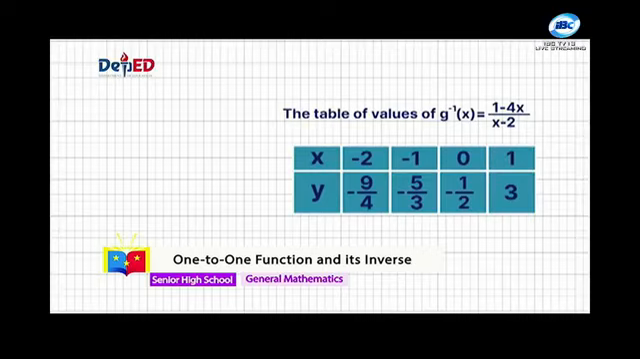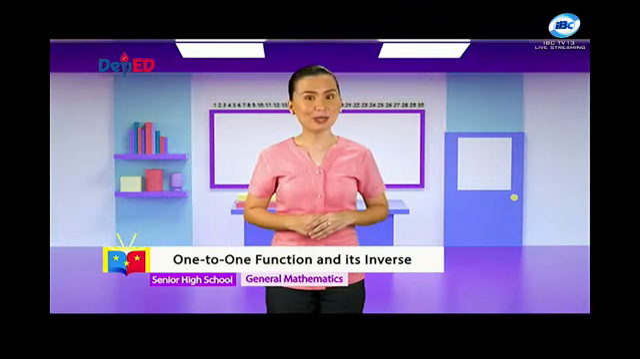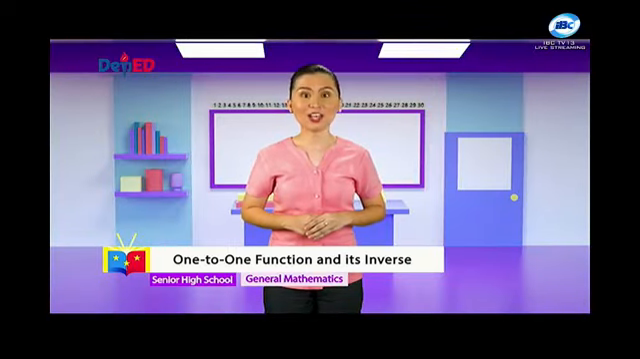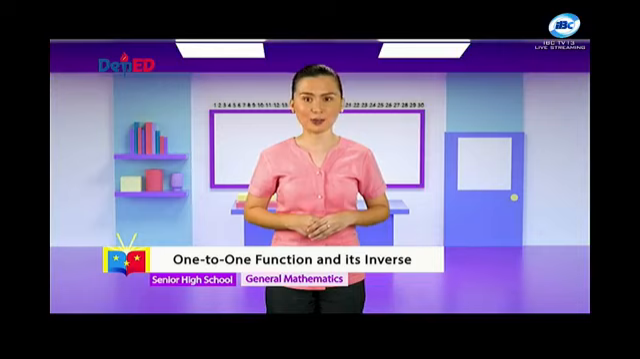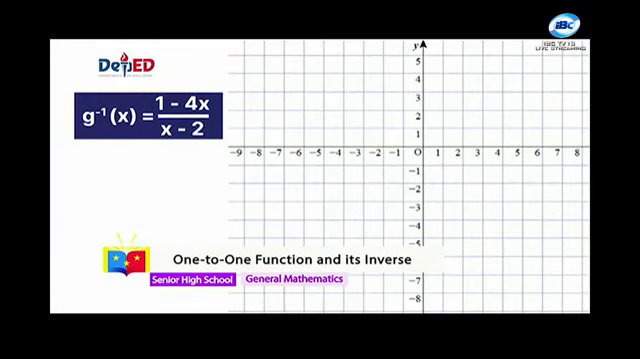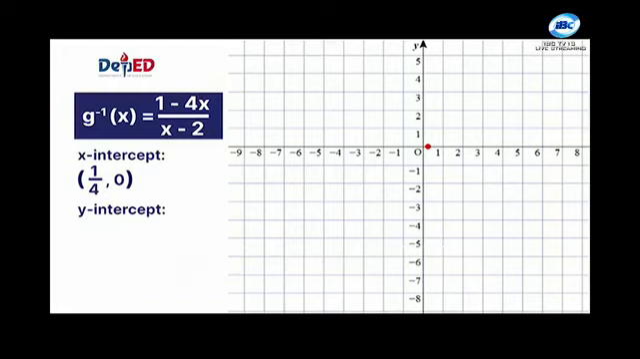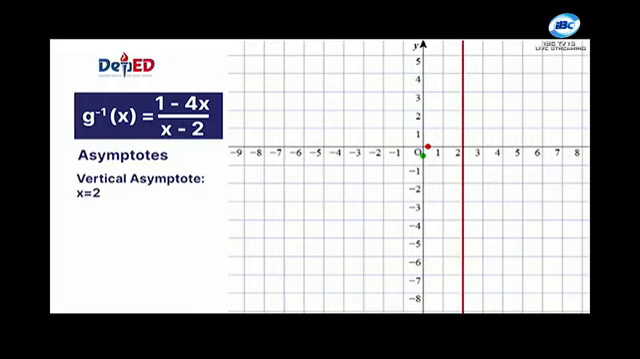Now, this table of values represents the inverse function of g of x. Very good! We were able to represent the inverse of a function through its table of values. Let's keep motivated and represent the inverse through a graph. Let us find the intercepts of the function first. Here, the x-intercept is (1/4, 0), while the y-intercept is (0, -1/2). We then find the asymptotes. The vertical asymptote is x equals 2.